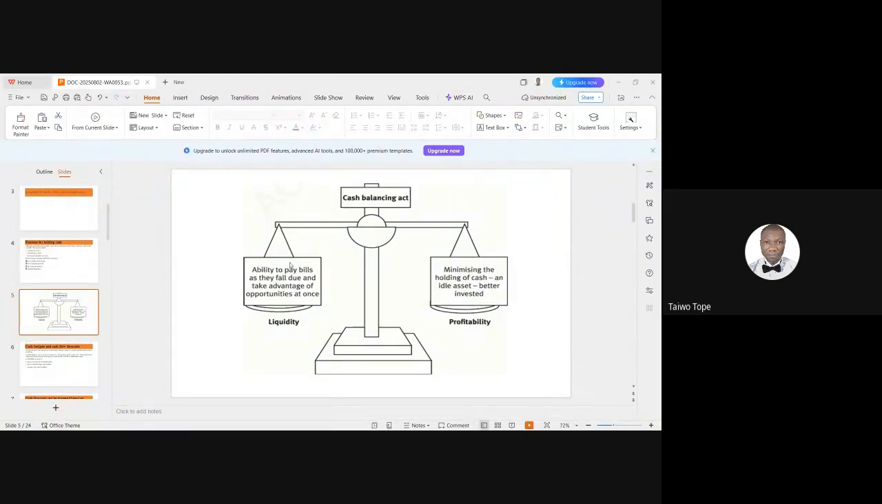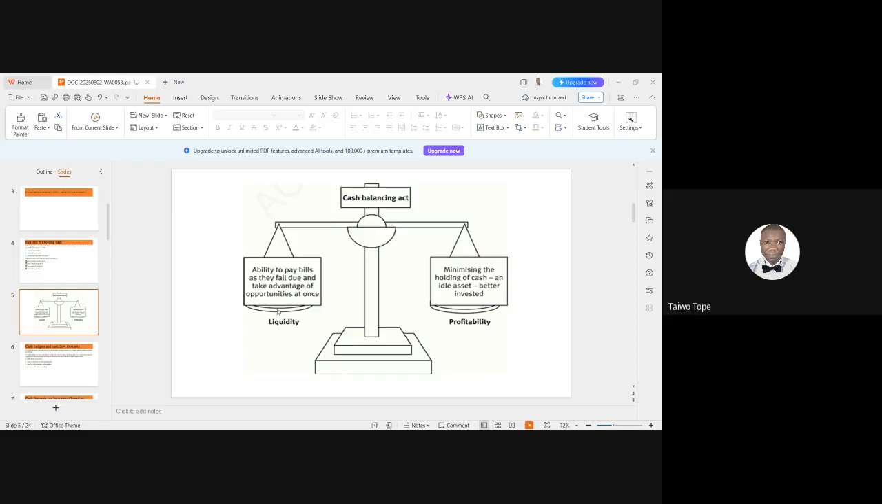So from this diagram, you can see the cash balancing act. How do we balance the cash? Now we have the case that when you have liquidity, it will enable you to pay your bills as they fall due and take advantage of opportunities at once. And when you minimize the cost of holding cash, that is putting your cash into other profitable ventures, what will happen? You get returns.